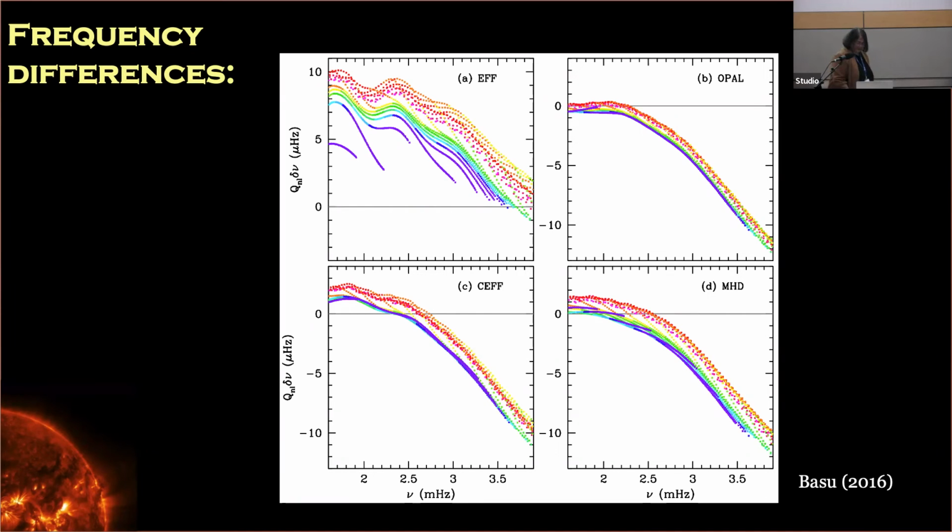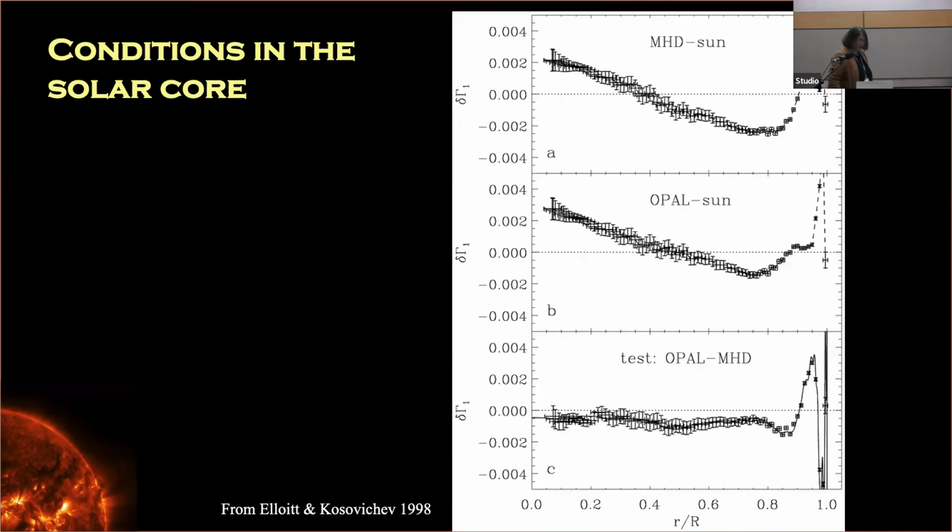core. So one of the first results when we had good space-based helioseismic data was this, where Julian Elliott, who was at that time a PhD student at Stanford, showed that the gamma-1 difference between the sun and both an MHD model and an OPAL model was non-zero. But MHD and OPAL models agreed with each other. So the question was, what happens? So they had to go back to the calculations of the equation of state to figure out what's going on.